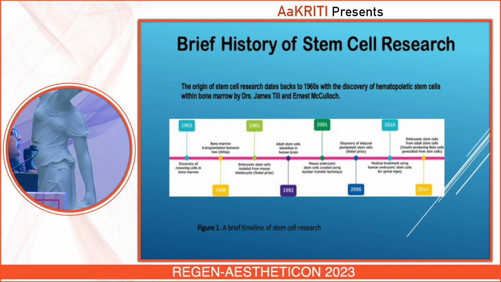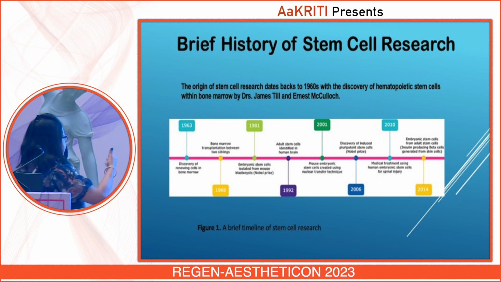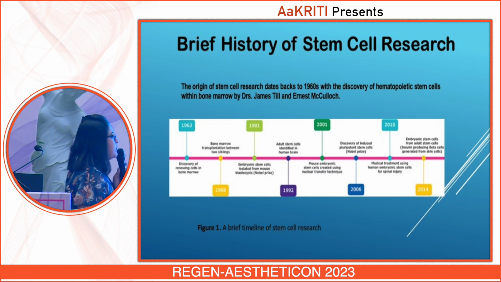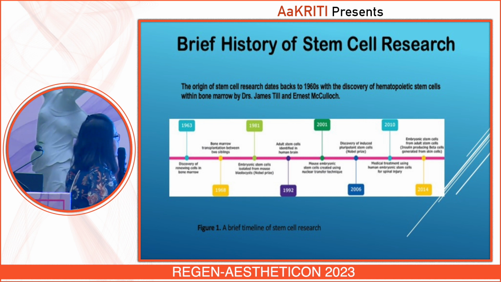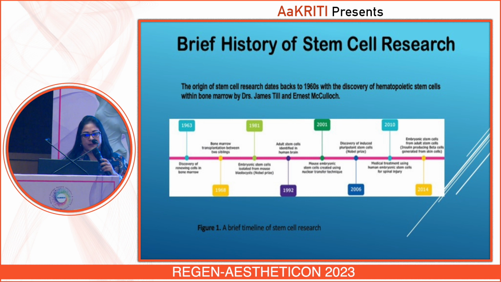This is the brief history of stem cell research. You can see here, in 1963, the first discovery with bone marrow, and then transplantation between two siblings. Further, there was the identification of adult stem cells, and more advancement in induced pluripotent stem cells. We got the Nobel Prize for that.